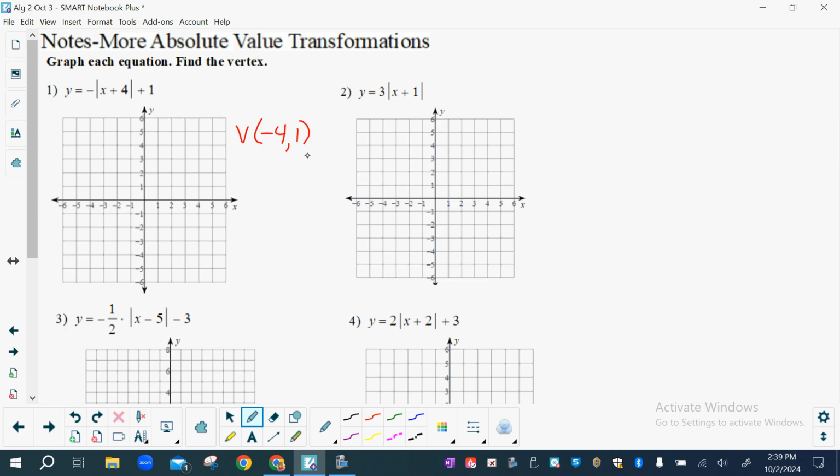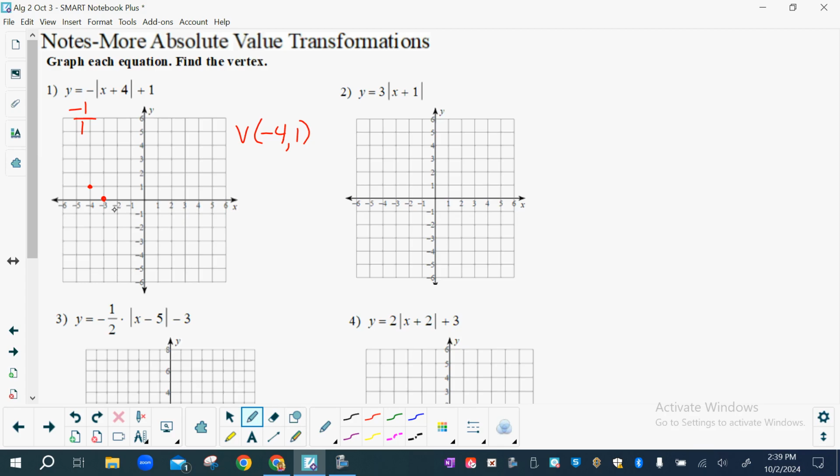The opposite of what's inside the absolute value is your x value, and then this number out here, the +1, is your y value. So we start with that, negative 4, 1, and then we have a different slope. I like, Jason, how you said we have a slope here that's going to be a negative 1 this time. So negative 1 is the same thing as negative 1 over what number? 1. So we go down 1, right 1.